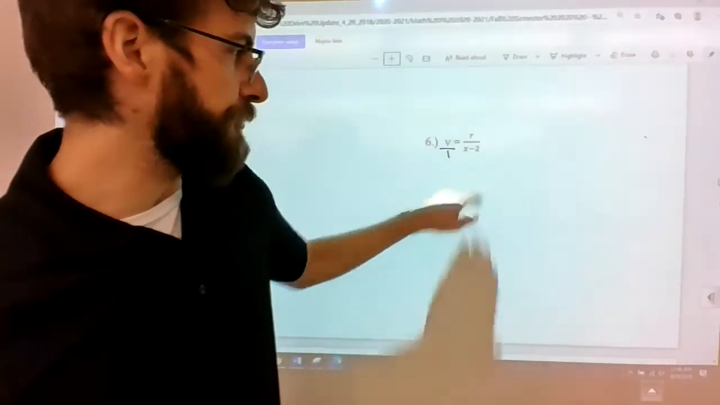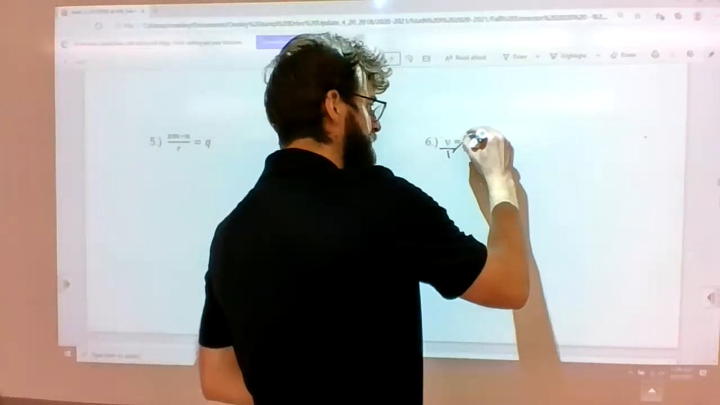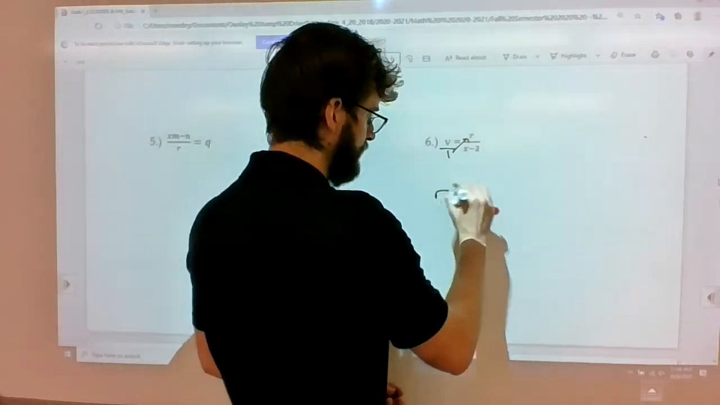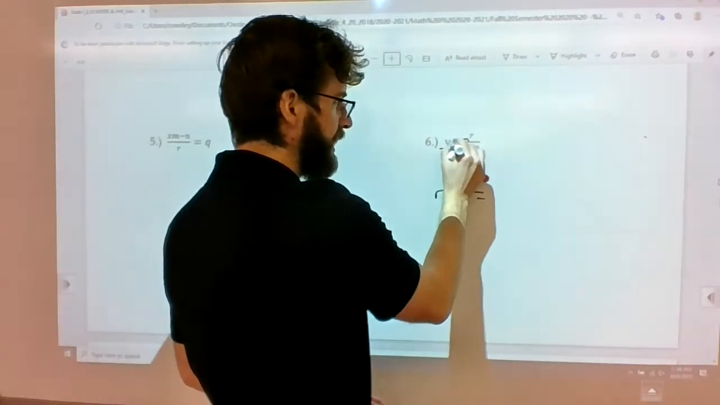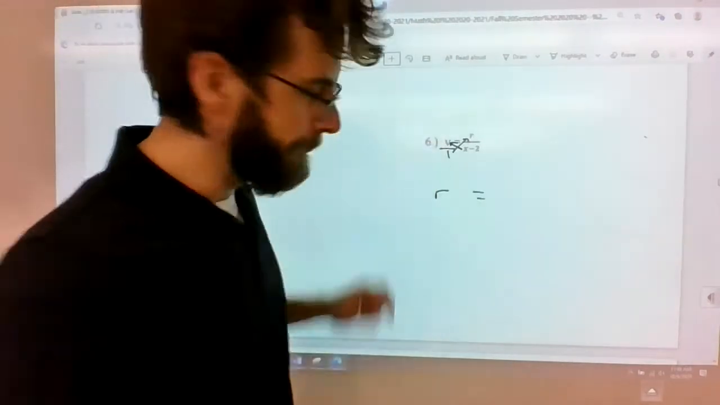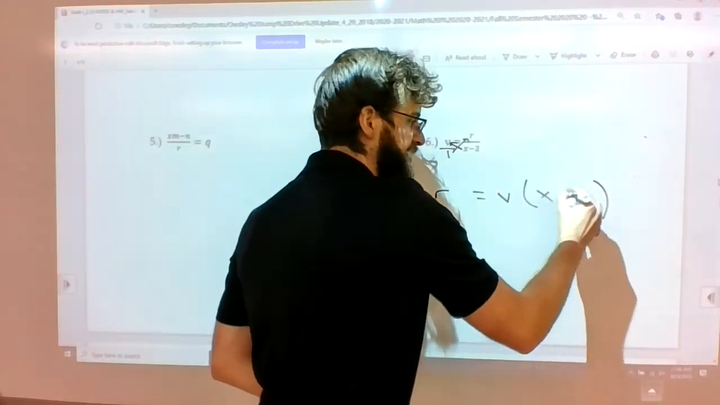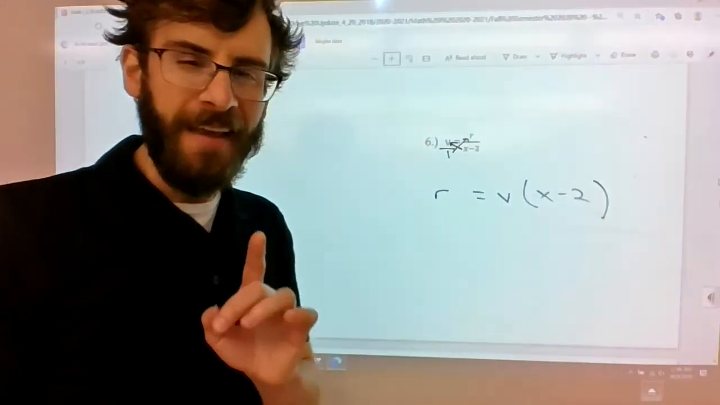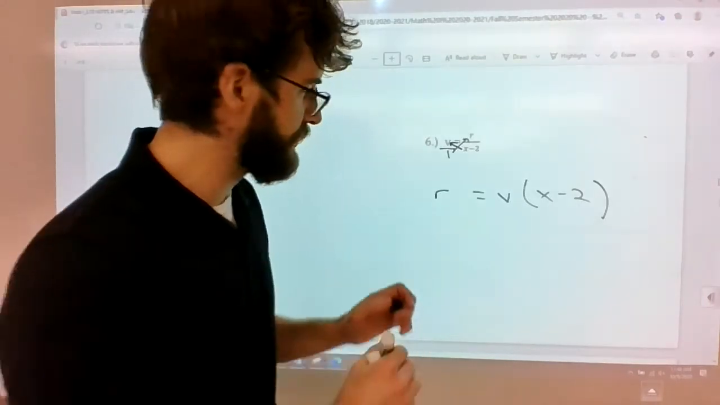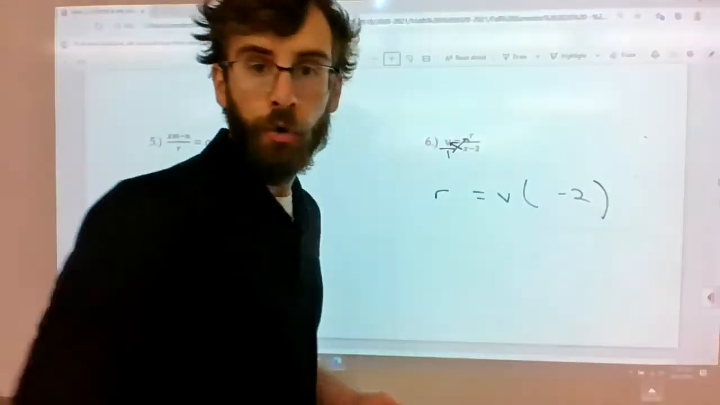If a fraction equals a fraction, you can use cross multiplication to get rid of that fraction. 1 times r is 1r, or just r. On this other side, I got to be creative about this. I'm going to take the v and multiply it by the quantity x minus 2. I gotta put that x minus 2 in parentheses because the v is multiplied by both parts. And I should highlight the fact that x is red.